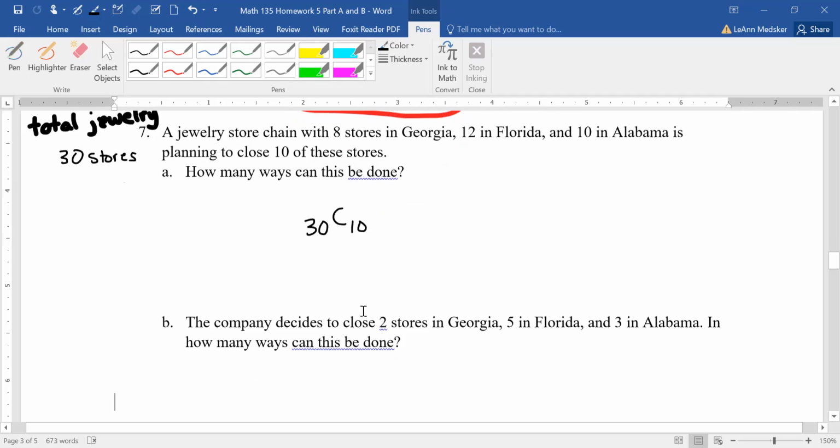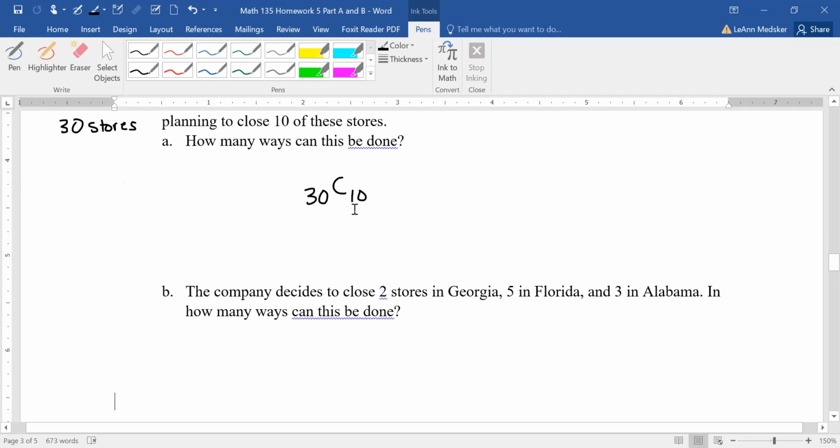I'm going to go ahead and set up part B as well, and then I'm going to get a calculator and work these out since you guys have seen me do quite a few of the expansions.